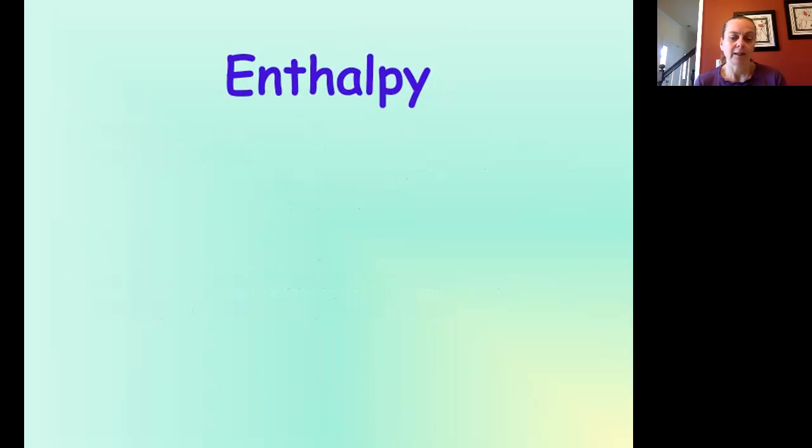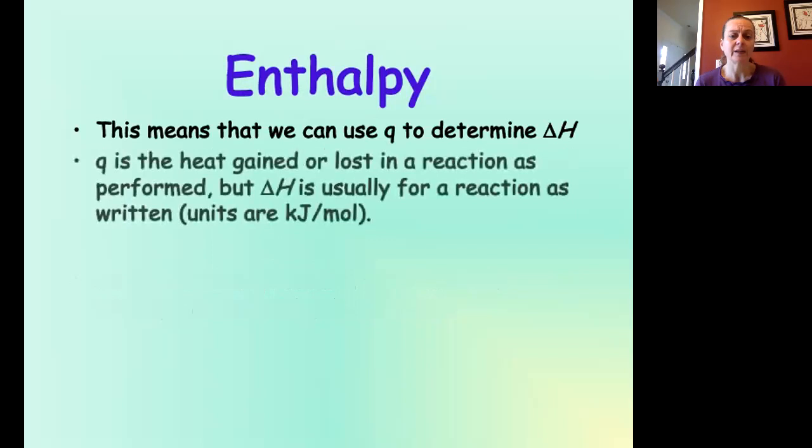But there's one key difference that you need to stay aware of. We can use Q to determine delta H. Q, the way we calculate it, Q equals m times specific heat times the change in temperature. That's the heat that's gained or lost in a reaction as it's performed. But delta H is usually for a reaction as it's written.